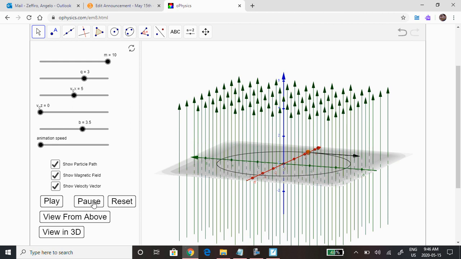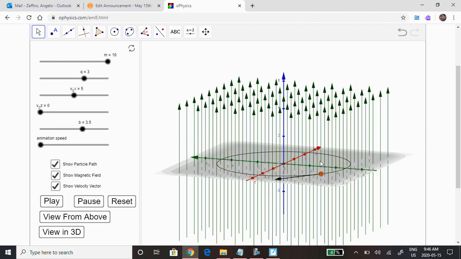Now I'm going to pause this. So if you were to apply the right-hand rule that I talked about here, your fingertips would be going straight up. Your thumb would point in the direction of this here, and the palm would be pointing towards the center. If you've got a force towards the center and the velocity isn't changing, you've got centripetal acceleration and you've got uniform circular motion. Watch. I'm going to play it again.